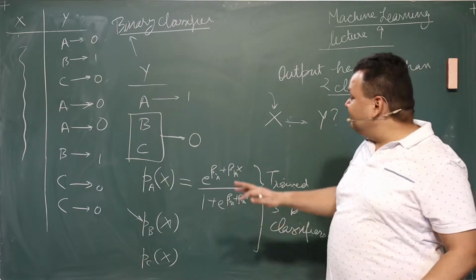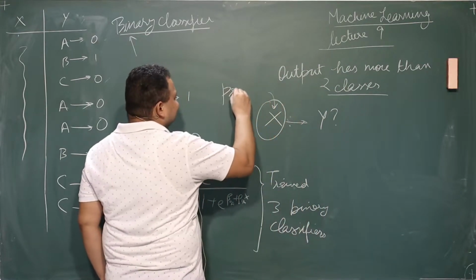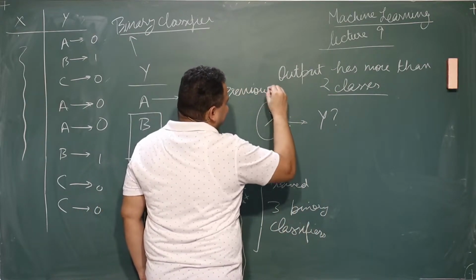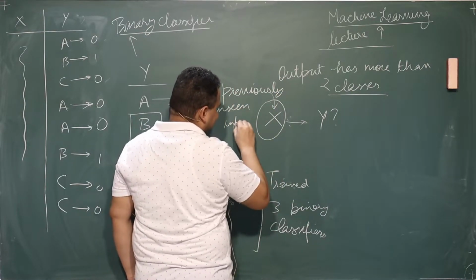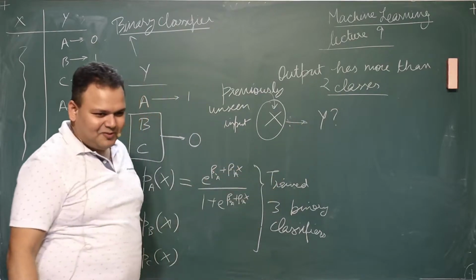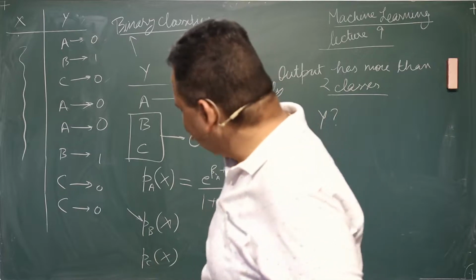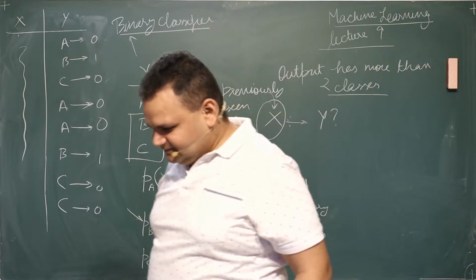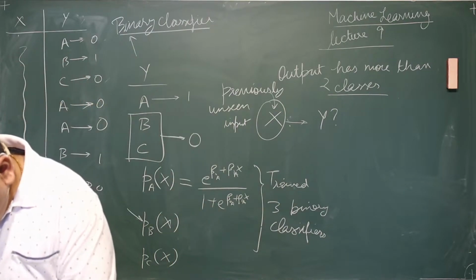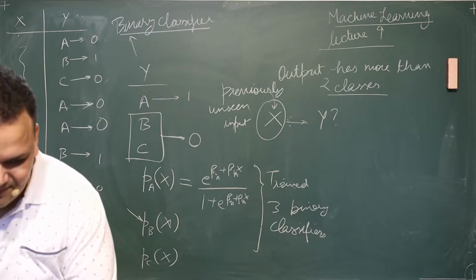I have a previously unseen input. This is a previously unseen input by my data, by my system. What is my y going to be? How do I do that? Tanya, what do you think? Sir, I think we should put x in PA, PB and PC, and whichever gives the highest value, x will belong to that. Good.